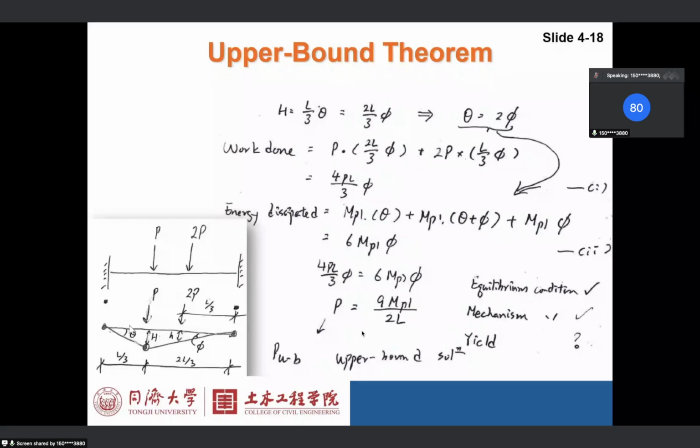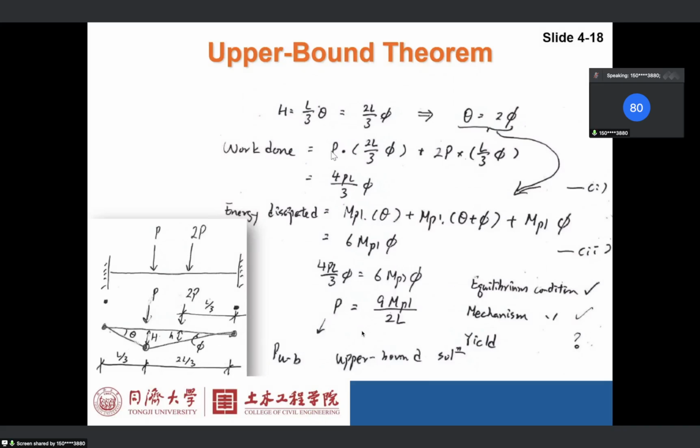This is delta. This phi is half of delta, right? This is L over 3. This is 2L over 3. The overall length is L, and this is P, and this is 2P. Okay. So first of all, theta equals 2 phi. This is the geometric relationship.